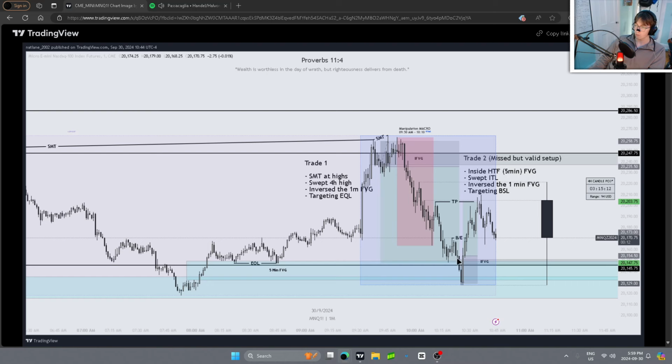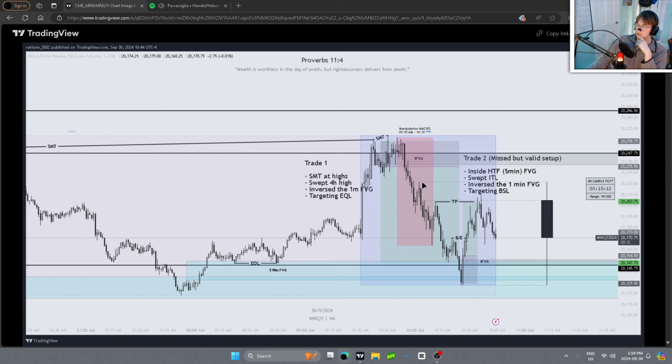So my brain, I was on the charts looking for trades, but I didn't see this 5 minute fair value gap, or it didn't occur to me. I'm not sure, but I realized afterwards, after this had played out, that this was a valid trade for me, that I already had the rules outlined for in my notes. So it was valid. That's just a little bit unfortunate, but we were inside the higher time frame fair value gap, swept the internal low, inversed the 1 minute fair value gap, and targeted buy side liquidity, which was just here.